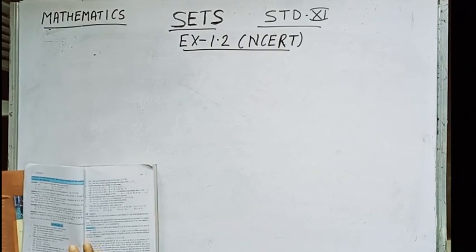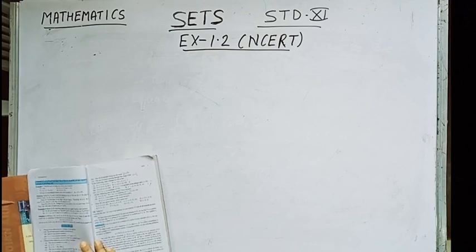Exercise 1.2 question number 1 says that which of the following are examples of the null set? Null set means empty set. Subpart number 1 is set of the odd numbers divisible by 2.